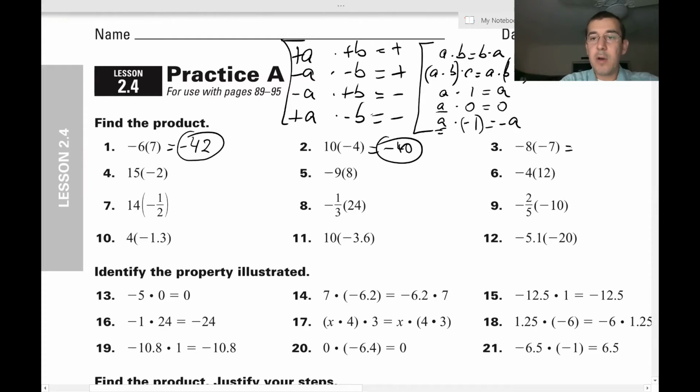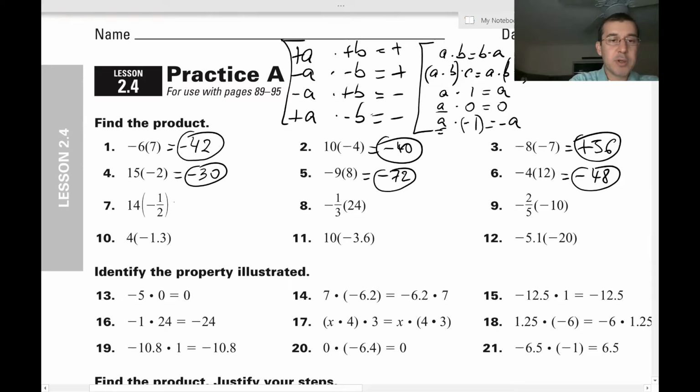Number 3, now we have two real numbers with the same sign. The product is positive. 8 times 7 is 56. Number 4, we have two real numbers with different signs. So minus 15 times 2, 30. Minus 30. Number 5, different signs. Product is negative. 8 times 9 is 72. Number 6, again, different signs. Minus 4 times 12 is 48. Why? Because 4 times 2 is 8. 4 times 1 is 4.